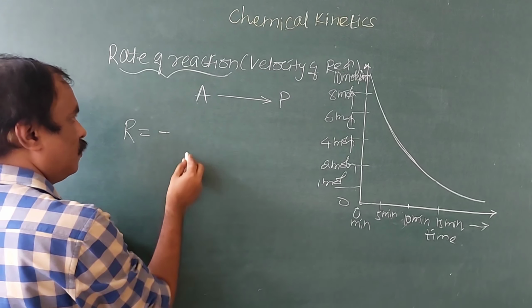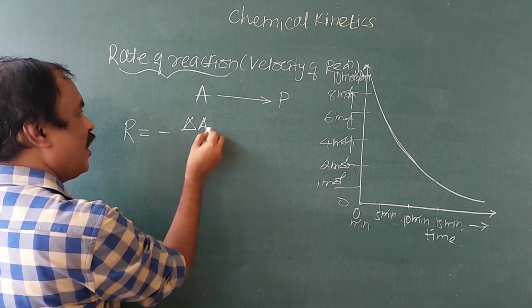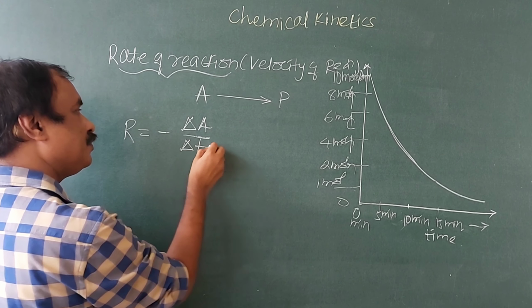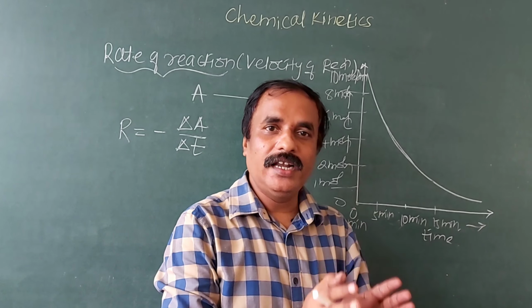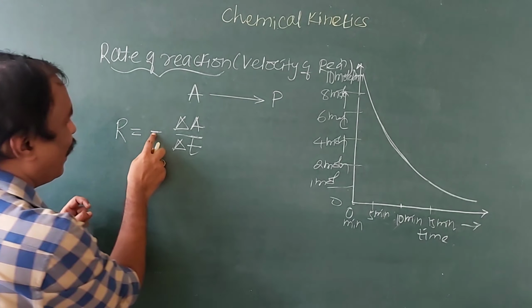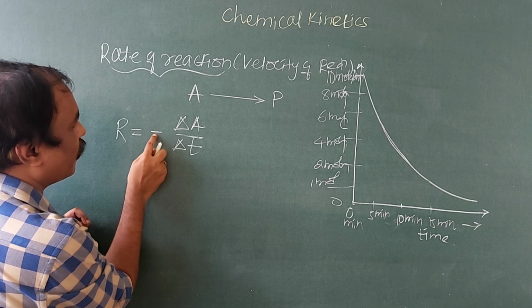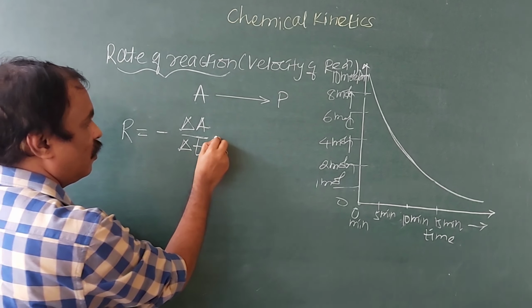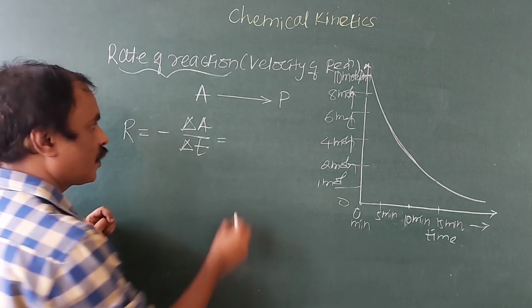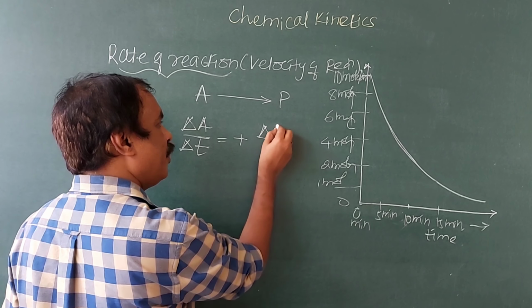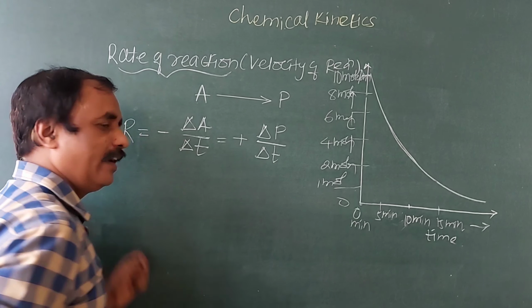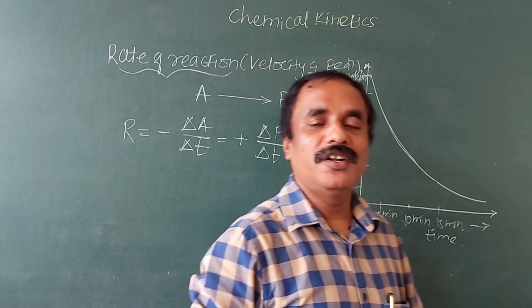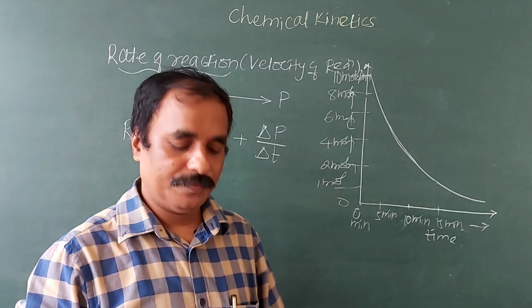So, minus delta A by delta t, average rate. This minus sign indicates a decrease in concentration of A, or plus delta P divided by delta t, and this positive sign indicates an increase in concentration of product.